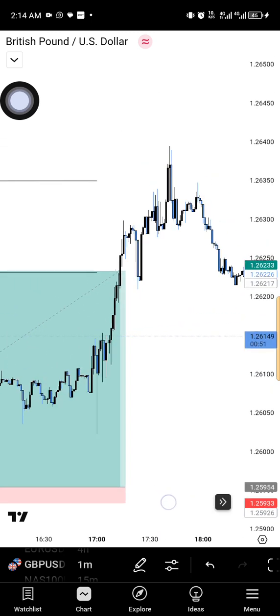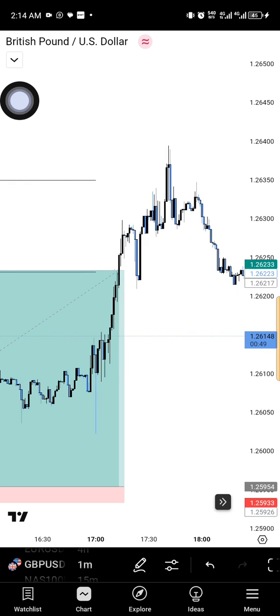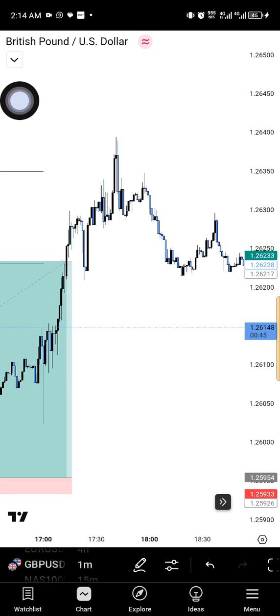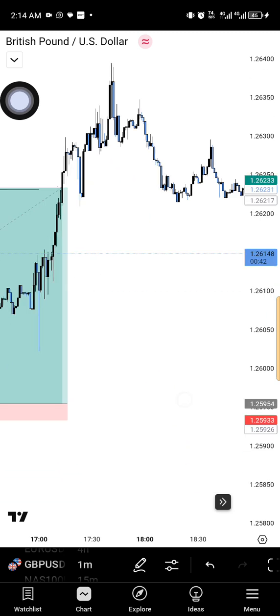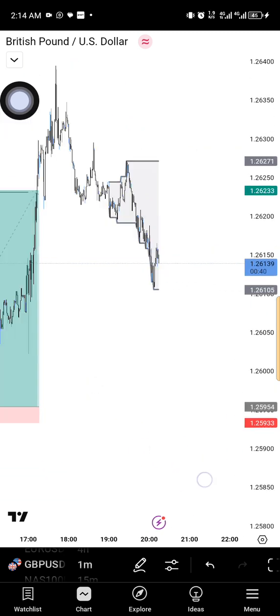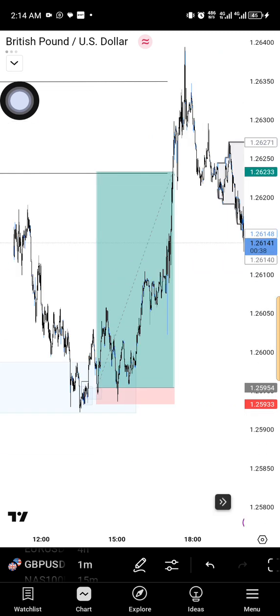which we could have held longer if we used objective, subjective methods, whatever. But it was a good trade, and yeah, ultimately.